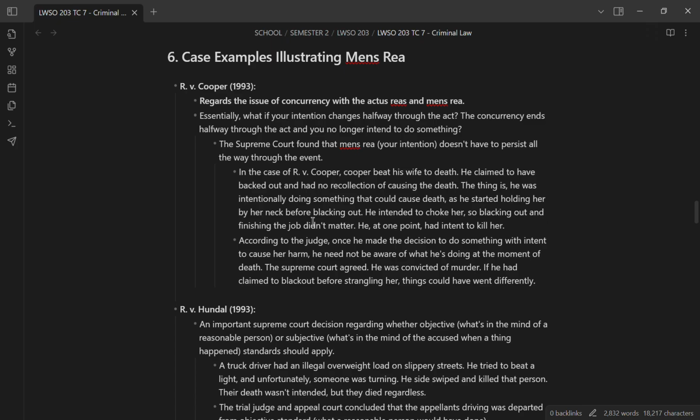According to the judge, once he made the decision to do something with intent to cause her harm, he doesn't need to be aware of what he's doing at the moment of death. And the Supreme Court agreed. He was convicted of murder. If he had claimed to black out before strangling her, though, maybe things could have gone differently, maybe not.